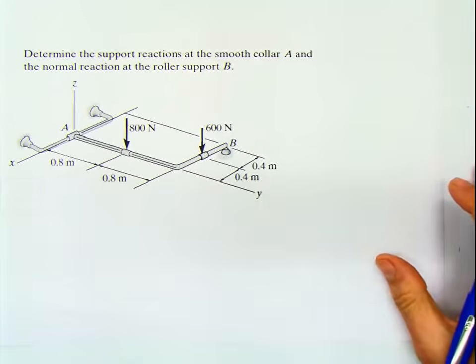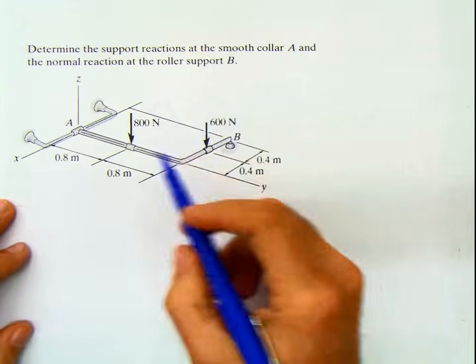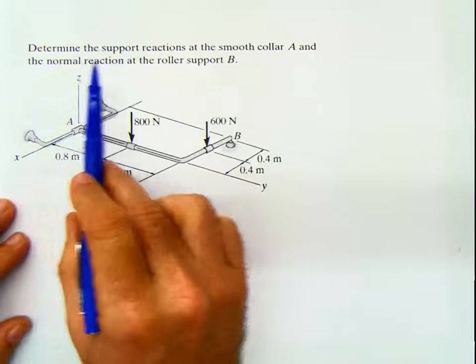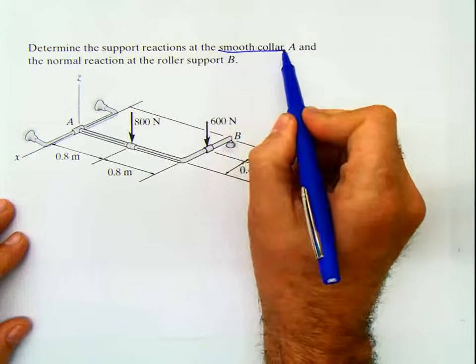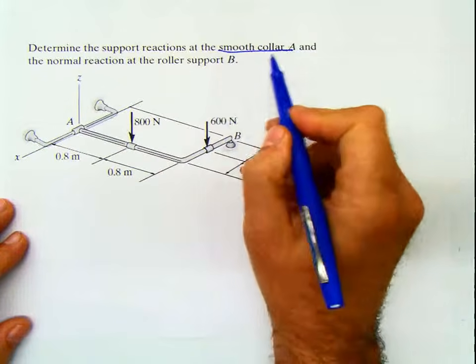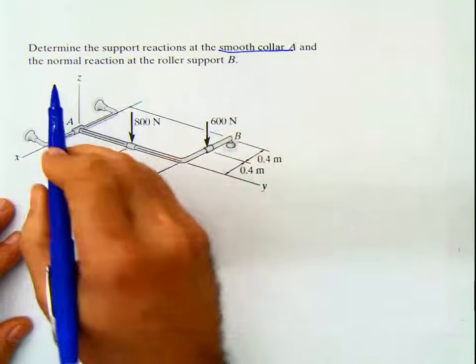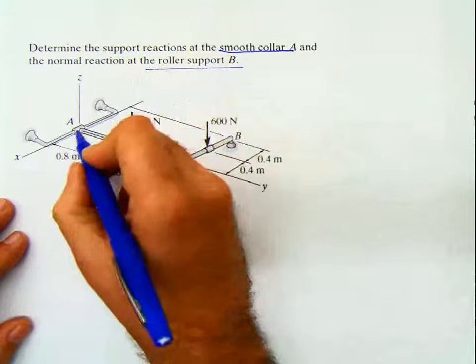Okay, here we have another example of support reactions in 3D. Let's read the problem. It says, determine the support reactions at the smooth collar A and the normal reaction at the roller support B. So this is a roller, this is a smooth collar.